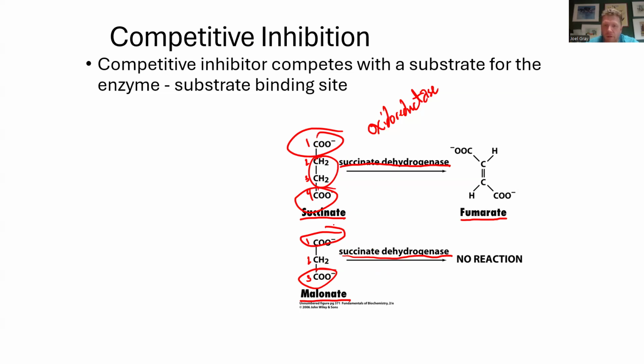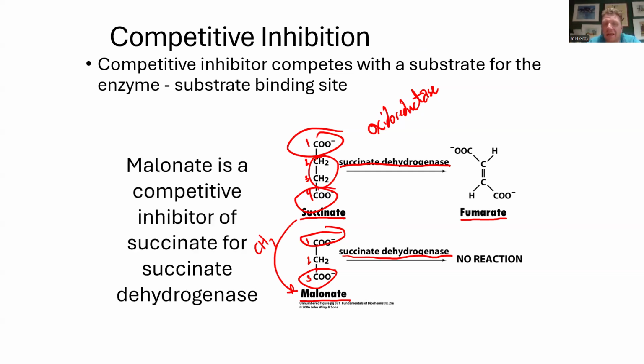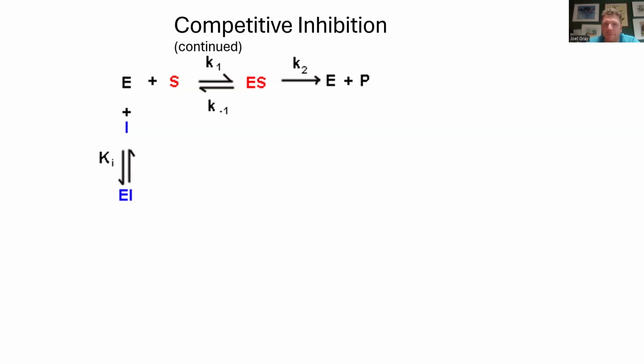Succinate is the preferred substrate of succinate dehydrogenase. So structurally, these are very similar. Succinate and malonate, what's the difference? CH2. One carbon and 2 hydrogens is the difference in size between malonate and succinate. Malonate is a competitive inhibitor because it basically resembles that substrate and is able to bind there, but then prevents succinate from binding.